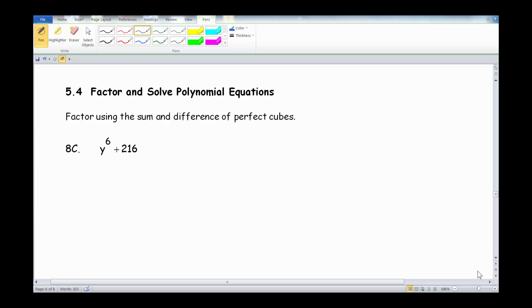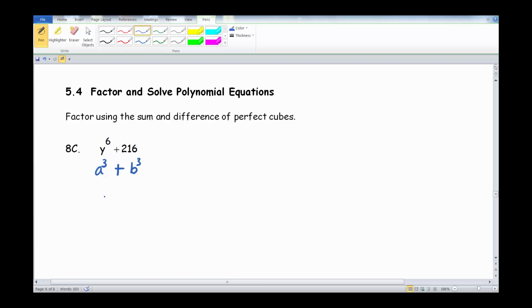Here we are at our Chapter 5, Target 4, Problem 8c. We're asked to factor using the sum and difference of cubes. Just looking at 8c, we notice that we have y to the 6th plus 216. This y to the 6th, believe it or not, is a perfect cube. Likewise, the number 216 is also a perfect cube. And right now we have the sum of these two perfect cubes.